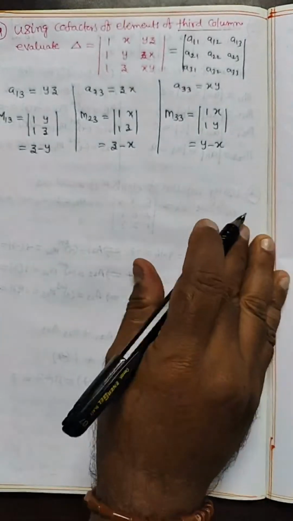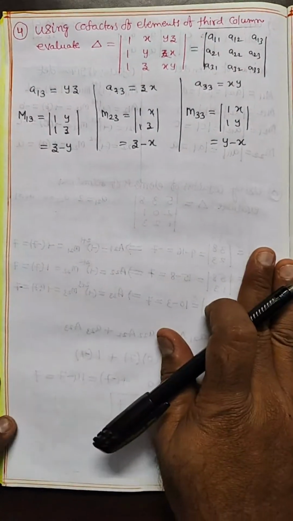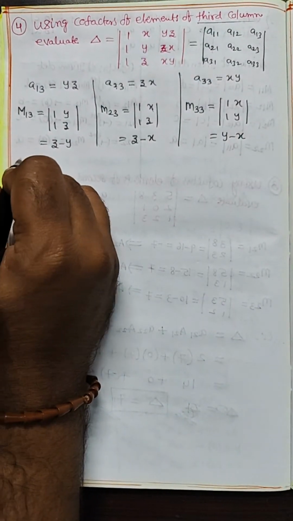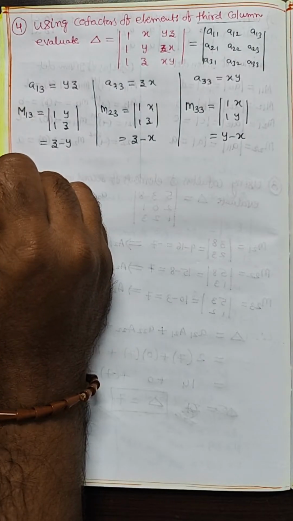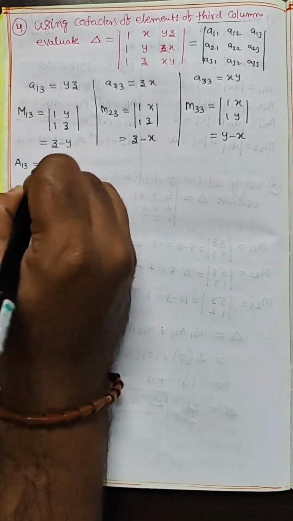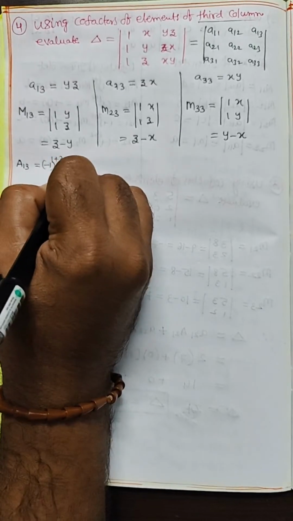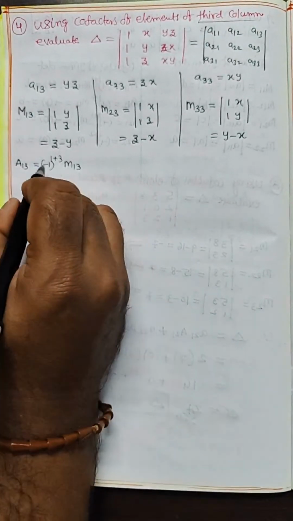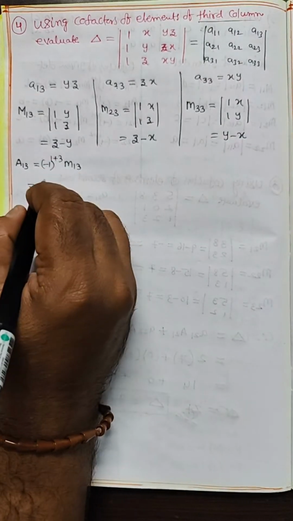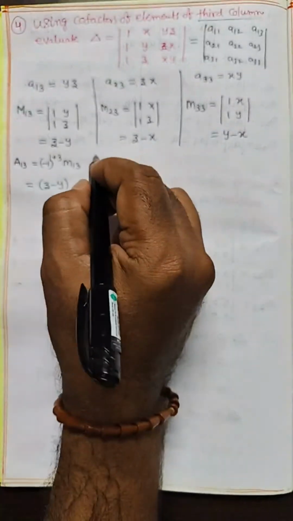After finding these minors, next the cofactors are calculated. A13 is equal to minus 1 whole power 1 plus 3 into M13. Minus 1 whole power 1 plus 3 means 4, plus 4 means it is positive. So z minus y as it is.